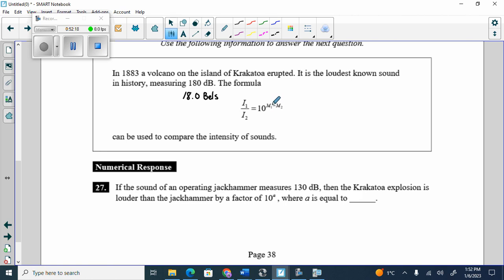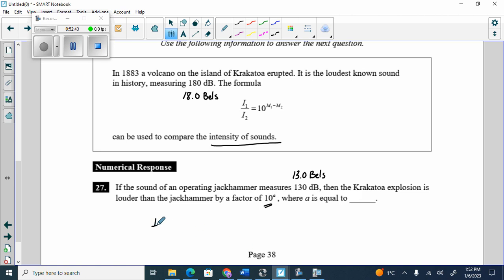So this formula, 10 to the m1 minus m2, can be used to compare the intensity of the sounds. If the sound of an operating jackhammer measures 130 decibels, that's 13.0 bells, then the Krakatoa explosion is louder than the jackhammer by a factor of 10 to the what?